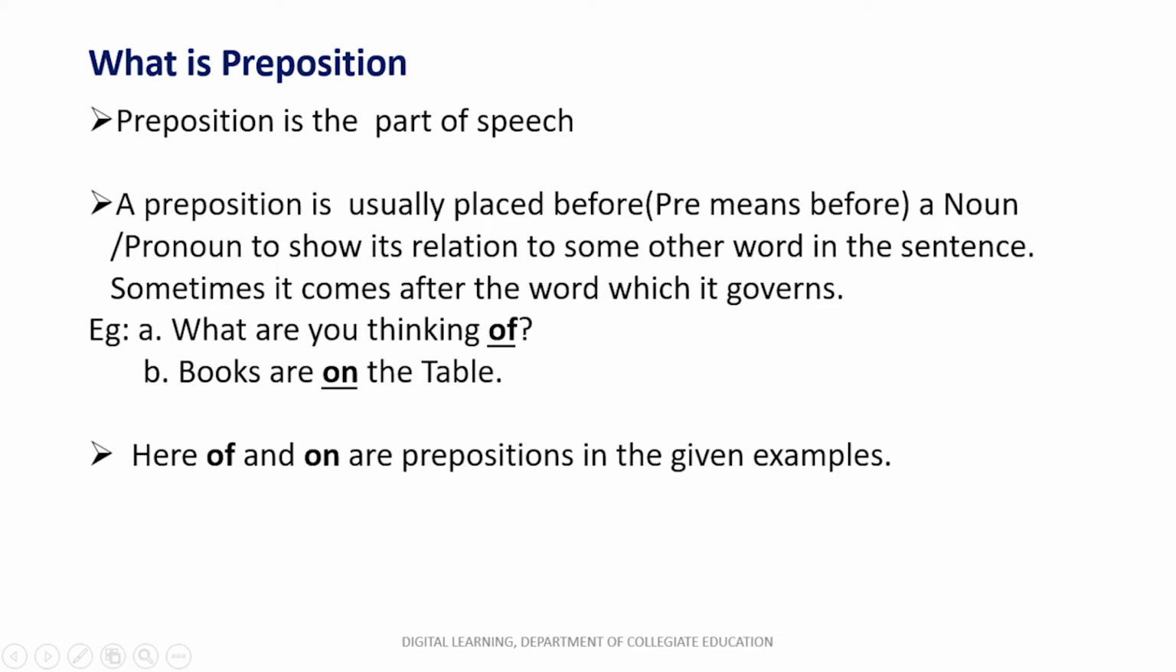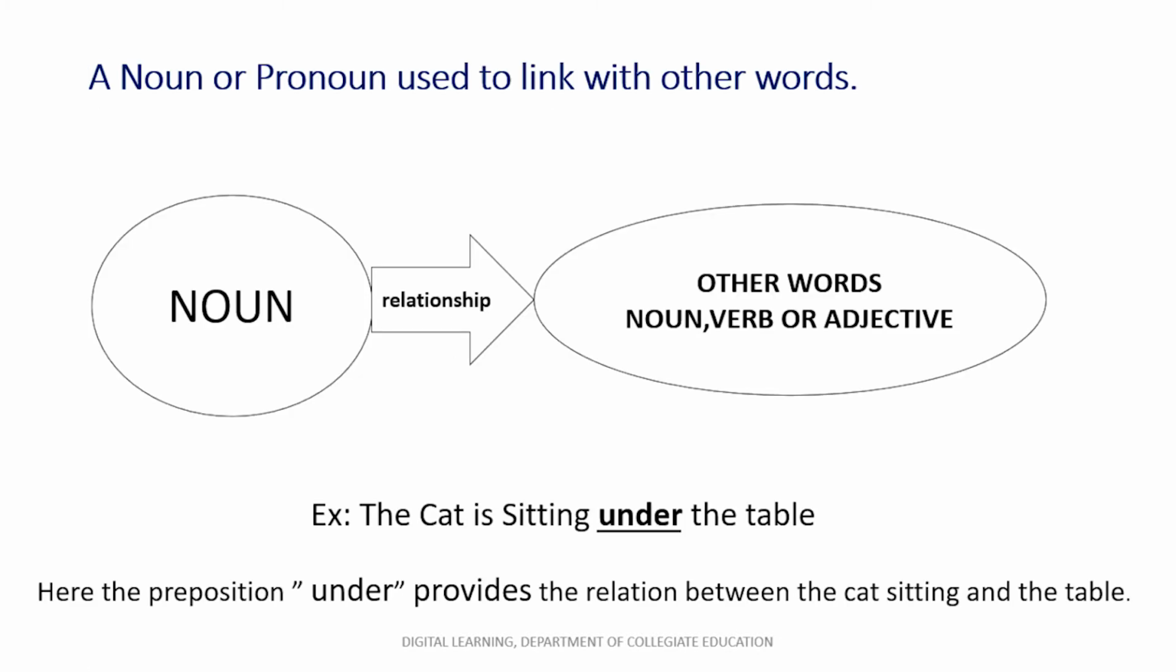Books, where are these books? Books are on the table. It provides the relation between the noun and the noun, here in the example. So, of and on in the given examples are the prepositions. As I said, the preposition provides the relation between the noun and other words. Other words may be a noun, verb, or adjective.